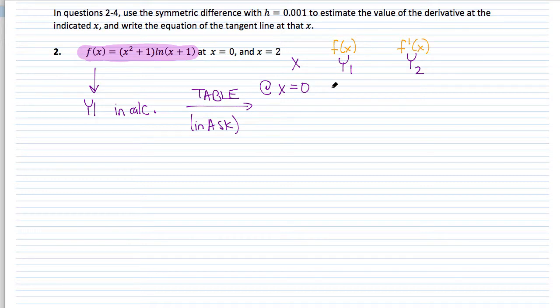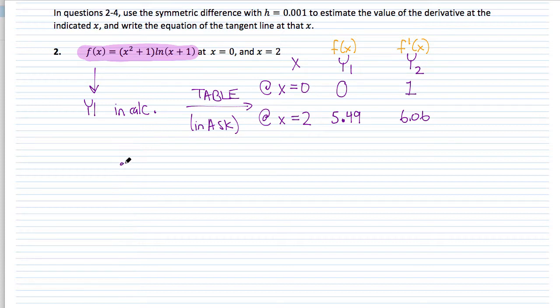So for y1 at x equals 0, I have a function value of 0, and for y2, I have a derivative value of 1. Then, for my other x value, I'll plug in x equals 2, and I get a y1 of 5.49. We'll round that a little bit. And a derivative value of 6.06. So let's translate this to two equations.